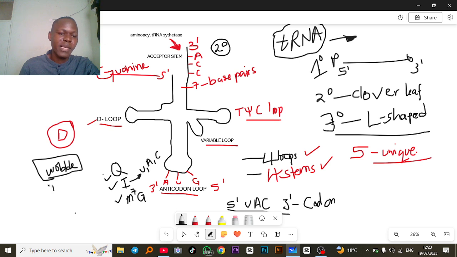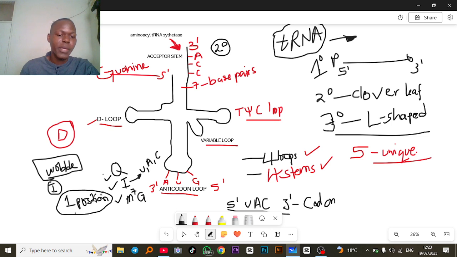So let's say we have inosine. They are normally found in position 1 of the anticodon. That's why we normally have these unique bases that can cause the wobble base pairing. You get wobble base pairing, meaning it doesn't pair with one, but it can pair with more than one, which means that one amino acid can be coded for by more than one codon. You get? That's the wobble base pairing.